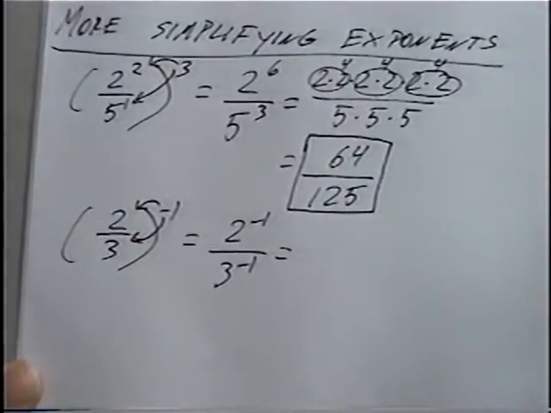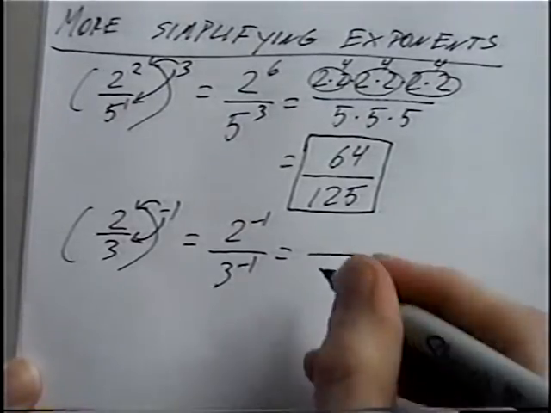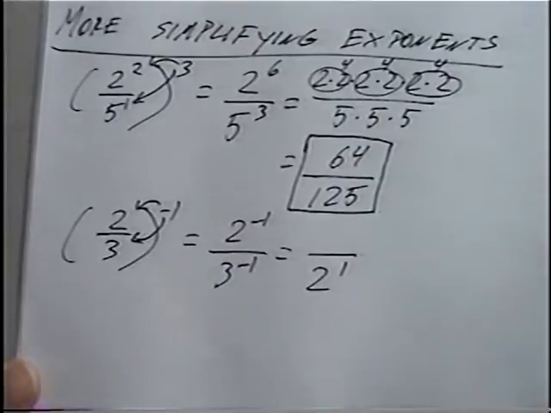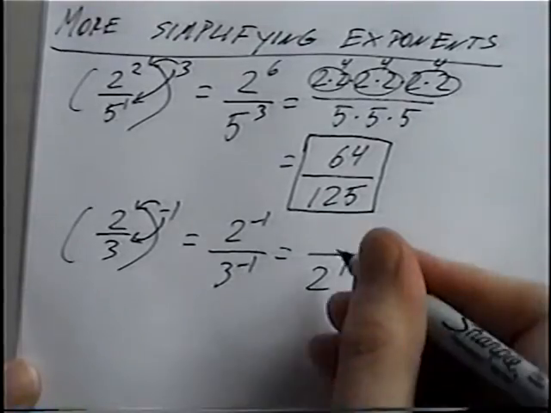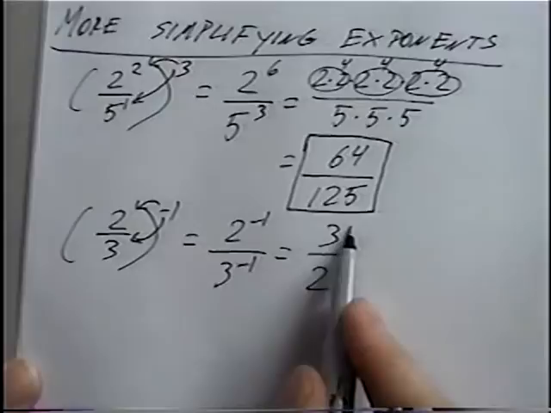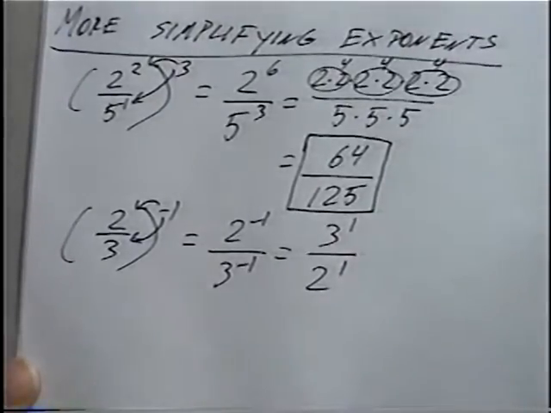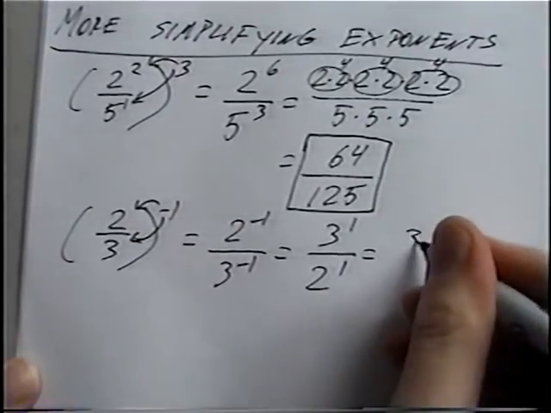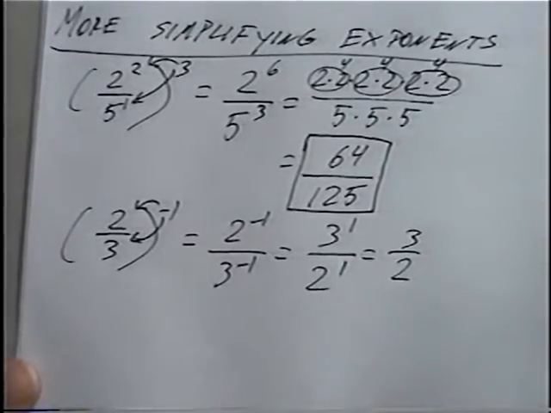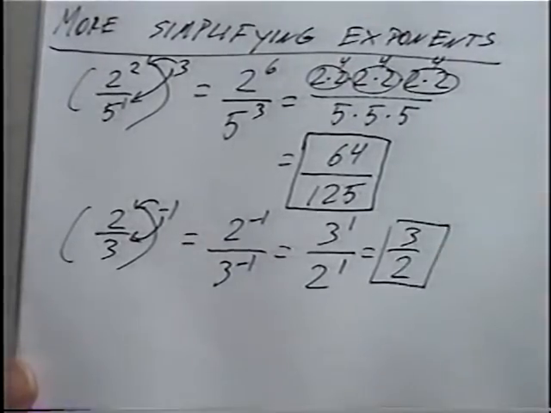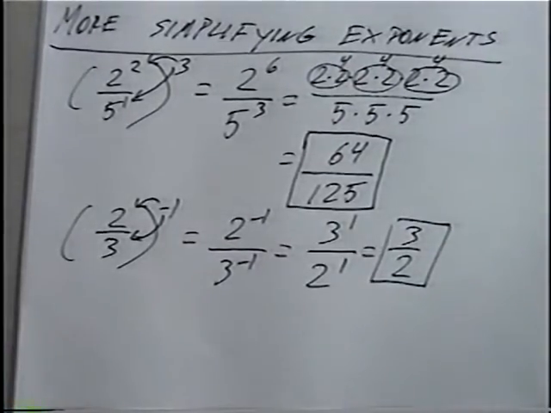Negative exponents from previous sections make the fraction flip around. If it's 2 to the negative 1 in the numerator, or top of the fraction, that would go to the bottom, or denominator, of the fraction, and the exponent changes to positive 1. Likewise, in the denominator, if you have 3 to the negative 1, the negative 1 will go to the numerator, or top of the fraction, and become a positive 1. 3 to the first power is 3. 2 to the first power would be 2. And your final answer would be 3 over 2.